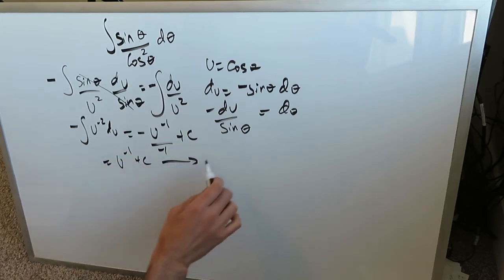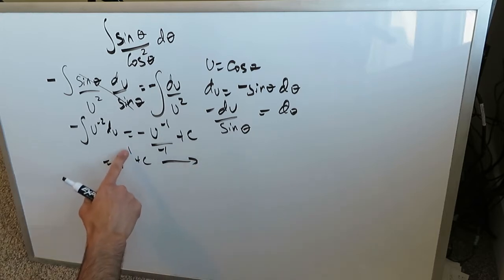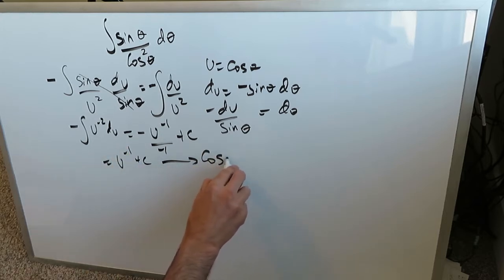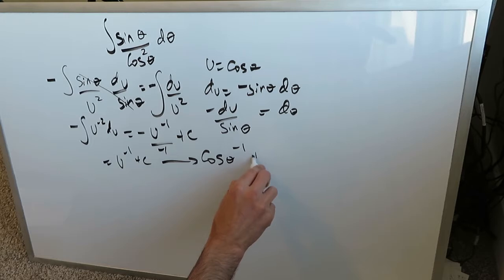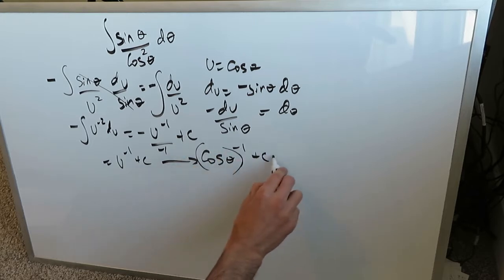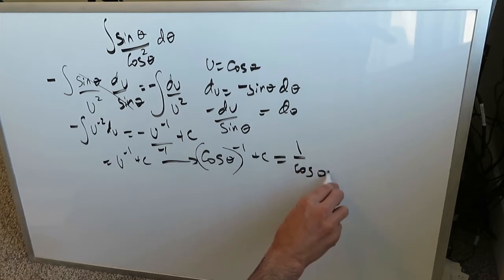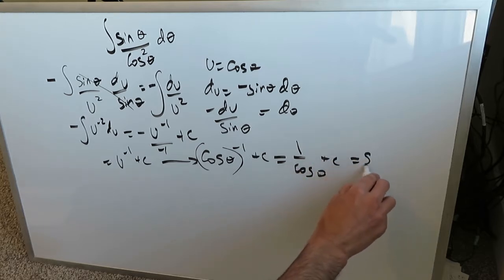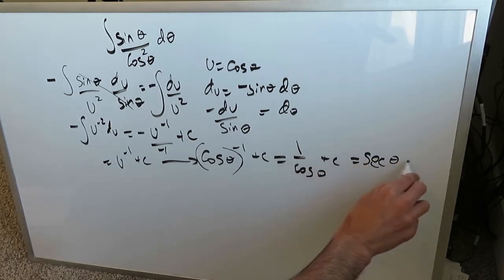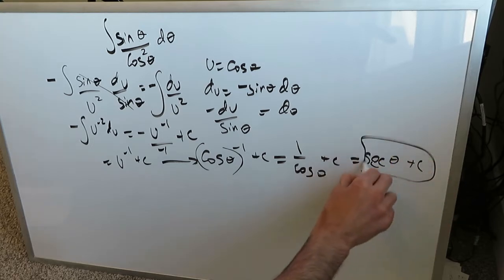When you take this to completion, you get cosine theta to the minus 1 plus c. And remember, this is not inverse cosine. What you get is 1 over cosine theta, plus c, or you can say secant theta plus c. So this right here is your antiderivative for this question right over here.